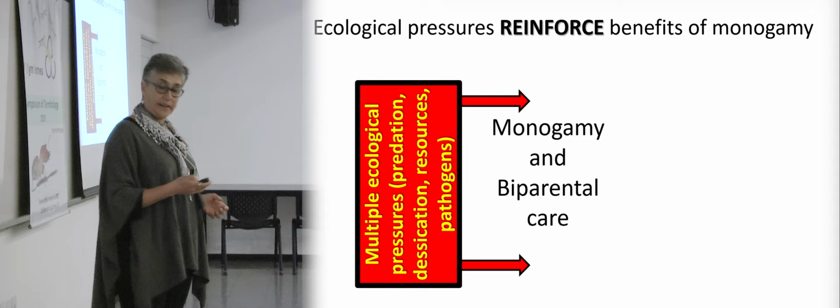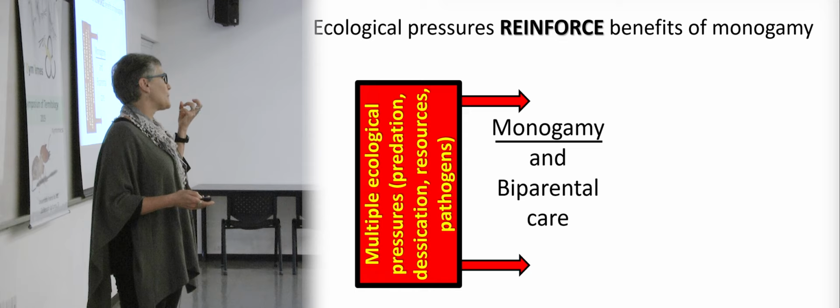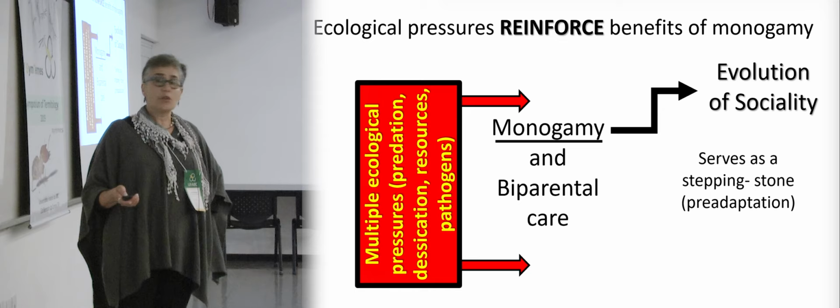All right, so all of these factors are likely influencing both the evolution of monogamy and also biparental care. And Boomsma, in his recent work, has spent a lot of time trying to explain that monogamy is one of those ancestral phenomena or mating strategies that likely serve as a stepping stone for the evolution of sociality, right? So that's the main idea of what she explained yesterday, and I'm going to take this and move forward.